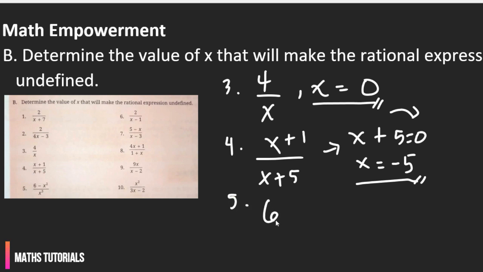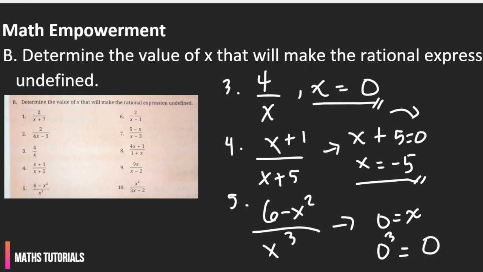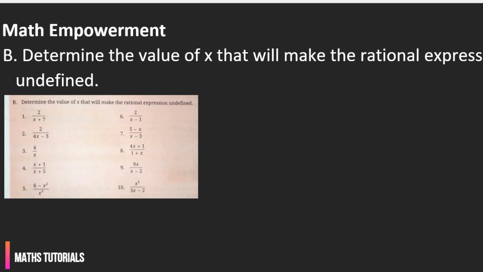Number 5, 6 minus x squared over x cubed. So we're going to set 0 is equal to x because when you substitute 0 to x cubed, the answer will always be 0. Okay? Because, as you remember, 0 times 0 times 0 is also 0. So the value for x in number 5 would be x is equal to 0. Okay? Right? Let's proceed to number 6, 7, and 8.